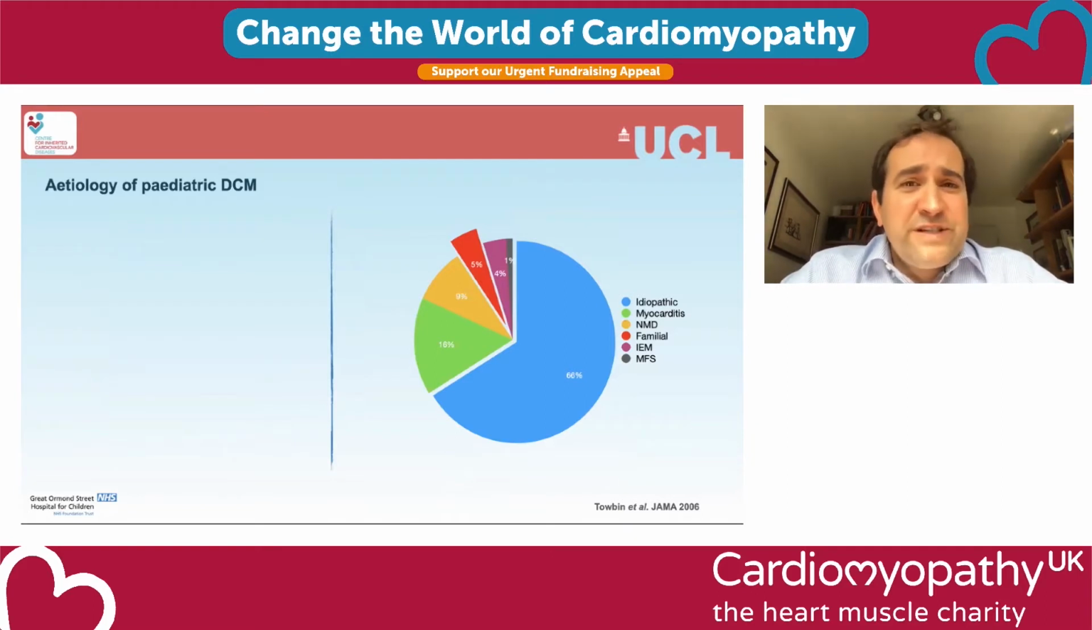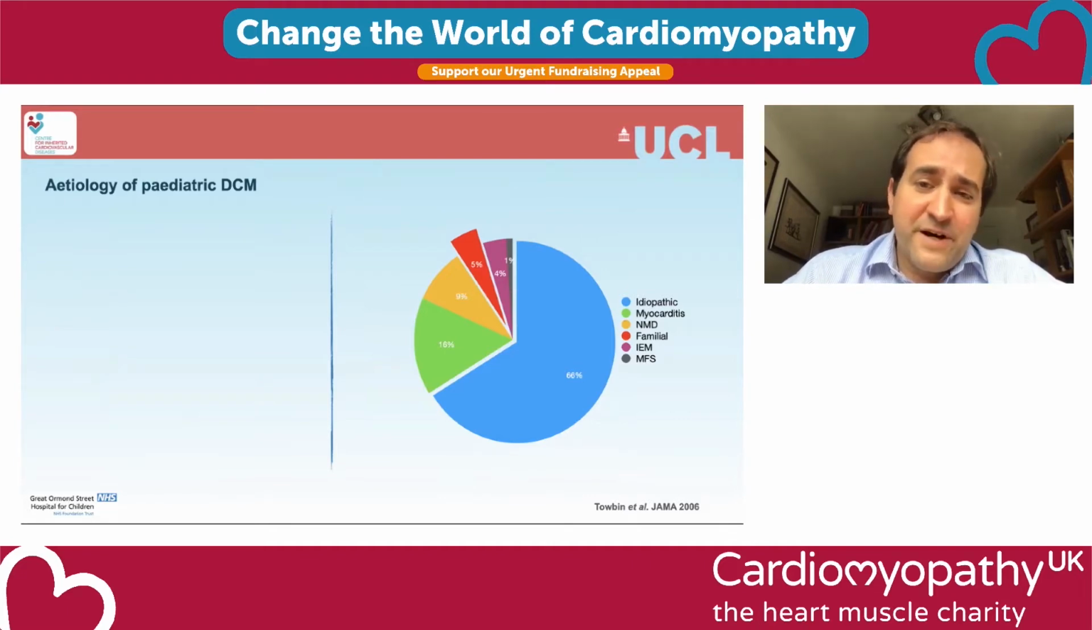Again, looking at the causes of dilated cardiomyopathy, this is information from a North American registry, and very much like we showed with hypertrophic cardiomyopathy, most children and teenagers with dilated cardiomyopathy have a form of the condition that just affects the heart on its own. Often this is genetic. There are other causes to think about, and I mentioned already myocarditis as viral infection as an important cause of that.